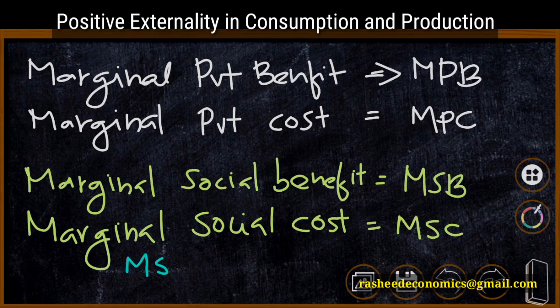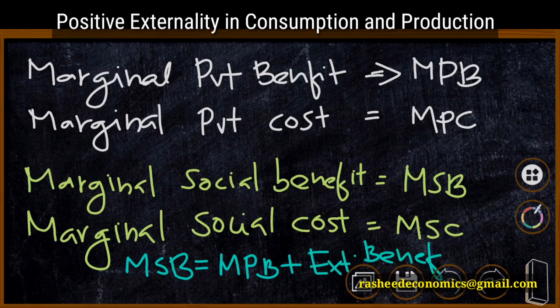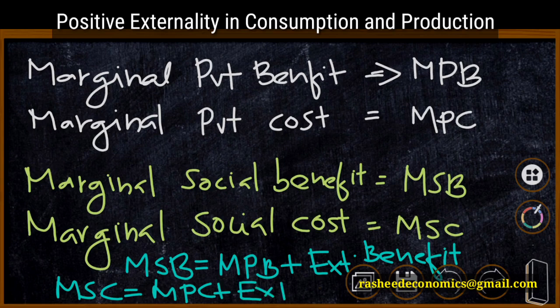Here the marginal social benefit is equal to marginal private benefit plus external benefit enjoyed by the society. In the same manner, marginal social cost is equal to marginal private cost plus external cost of the society. Therefore, while considering the benefit of the society and burden to the society, we need to consider marginal social benefit and marginal social cost. The equality between these two leads us to social efficiency.